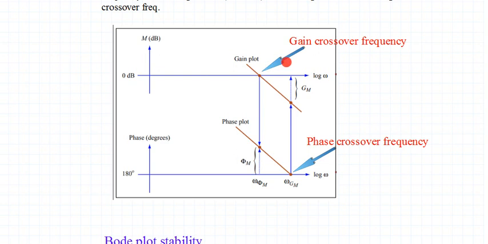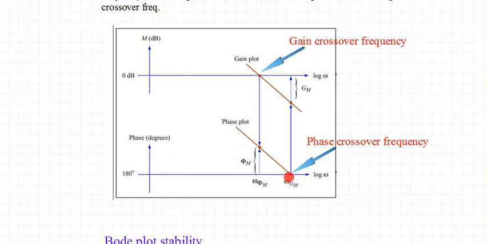And what is phase crossover frequency? Phase crossover frequency is obtained from the phase plot. So look at your phase plot. Where the phase plot crosses 180 degrees, that particular frequency becomes the phase crossover frequency.